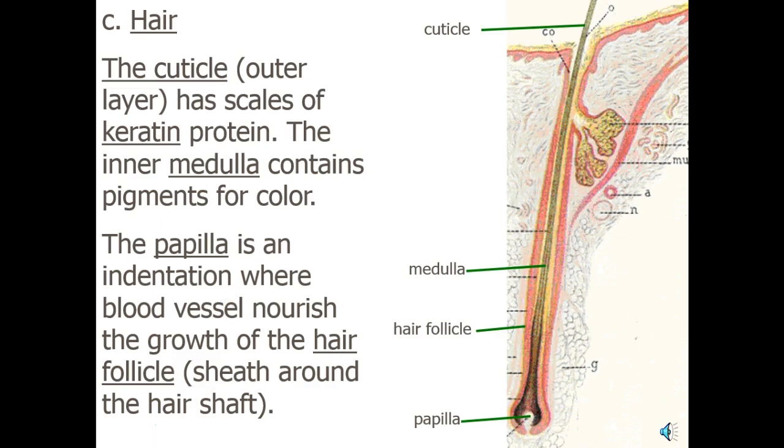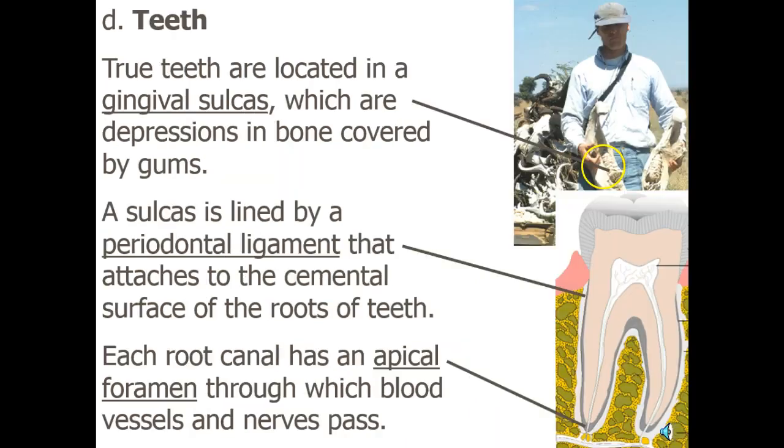Hair, we think of lots of things being hairy, like flies and bees, but some vertebrates have true body hair with a cuticle, a keratin protein, and a medulla where the pigments are. Okay, so our hairs are really quite sophisticated here. The papilla is an indentation where the blood down in the bottom here keeps it alive. The socket is lined by a periodontal ligament that attaches to the cementum on the surface of the root. So take a look at this tooth, typical root. It has an apical foramen through which blood vessels and nerves pass. So here's the apical. Apical kind of means tip.